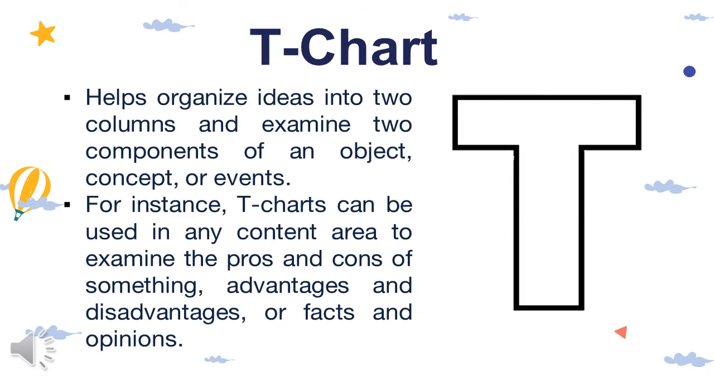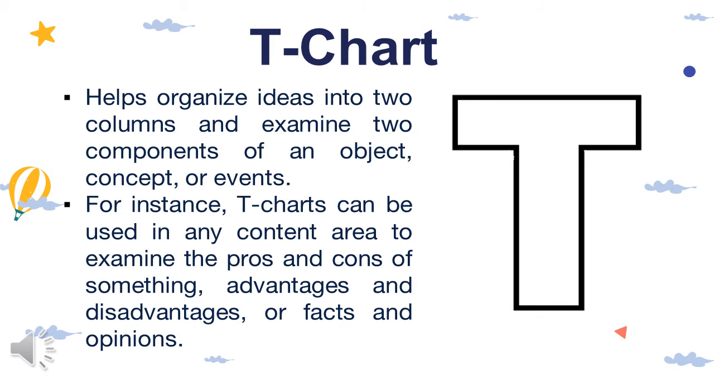Okay, so here's the first kind of graphic organizer. This is what we call a T-chart. It helps organize ideas into two columns, and later I'll be showing you the appearance of that one. And at the same time, with the use of this T-chart, you may examine two components of an object, concept, or event.